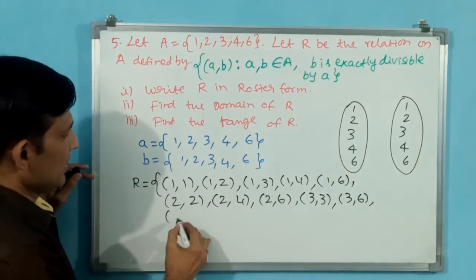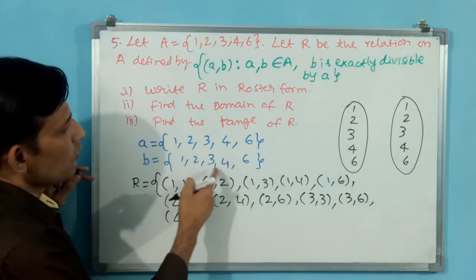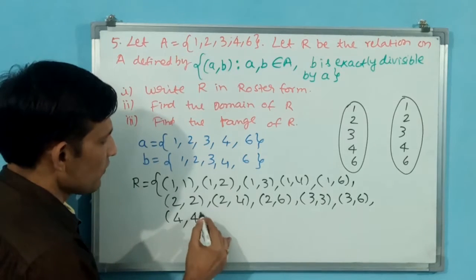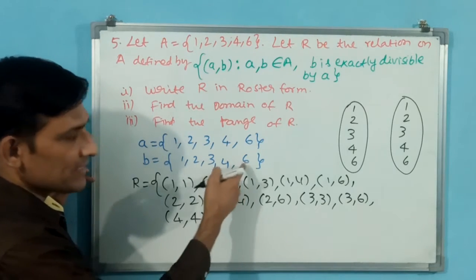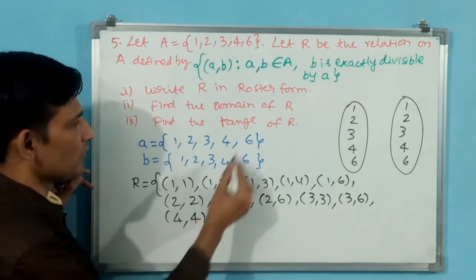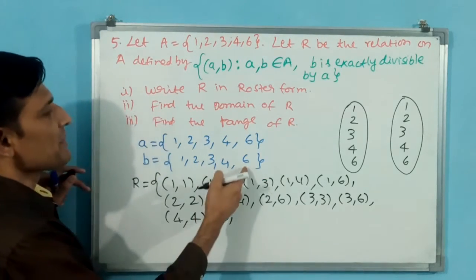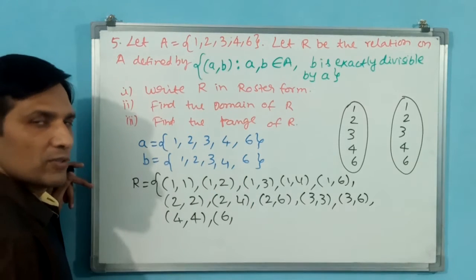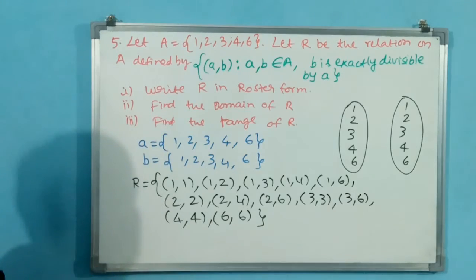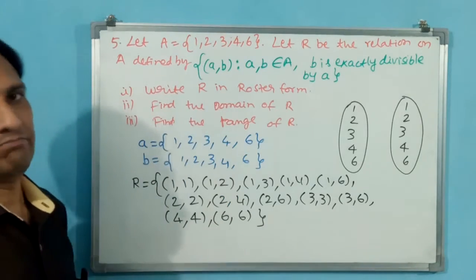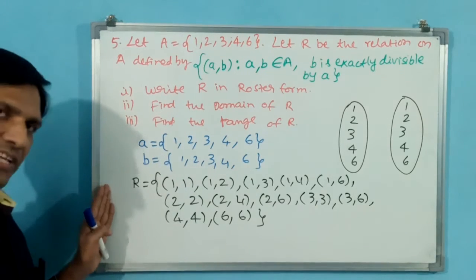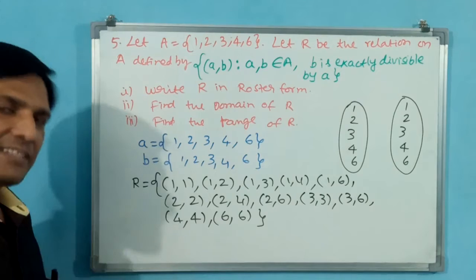Now 4. Until 4, nothing is going to be divisible, okay? 4 to 4. 4 to 6, no, a fraction will come. 4 is also over. Now comes 6. Except 6, which one is divisible? Nothing. Then 6 to 6. That's all, close. This is the roster form of your relation R. If you want, you can write R also. Even if you put R, it indicates that relation.